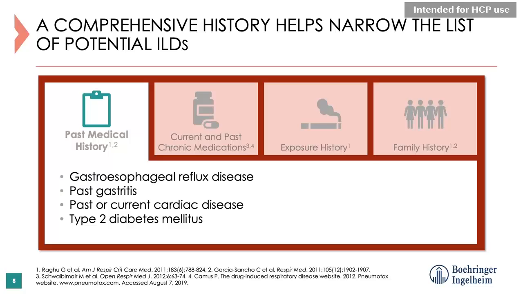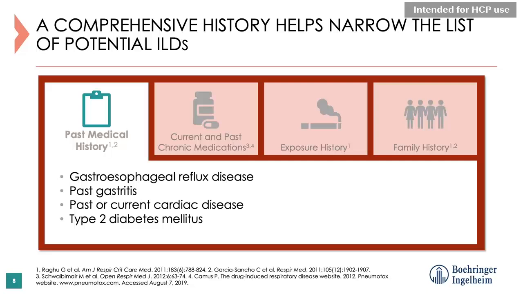Comprehensive history helps narrow the list of potential ILDs. I'm going to go through some of these that should be pursued in the primary care setting. First off is past medical history. Patients with interstitial lung disease variably report gastroesophageal reflux, a prior history of gastritis, cardiac disease including coronary artery disease, as well as type 2 diabetes mellitus.